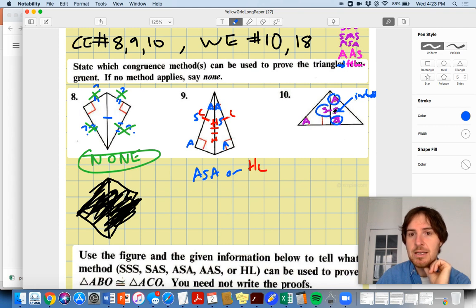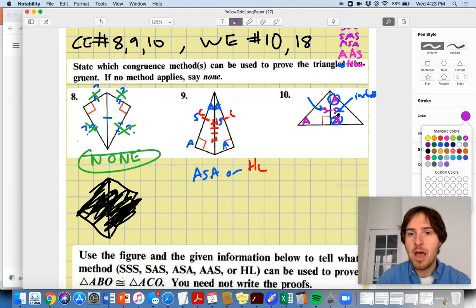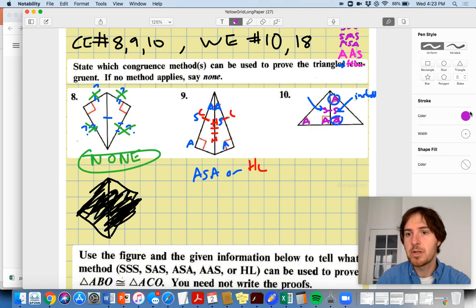But question, is that side included between the two angles that we would know would have to be congruent here? So this angle and this angle here. Is that side included? No, this one's not included here. So this isn't an ASA correspondence because in one triangle, the congruent side isn't included by the two congruent angles that we know in the other triangle right here.